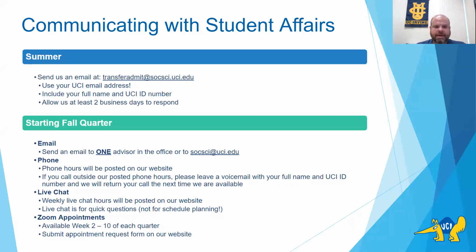Now, once fall quarter begins at the end of September, we have some other options available to you. One of them will be email, of course, and that can be sent to either one advisor in our office, or you can send it to our general email account, which is socsci@uci.edu. If you are going to email an advisor within the office, we do ask that you just email one advisor at a time.